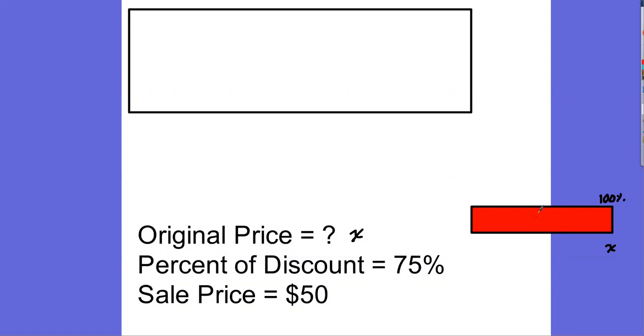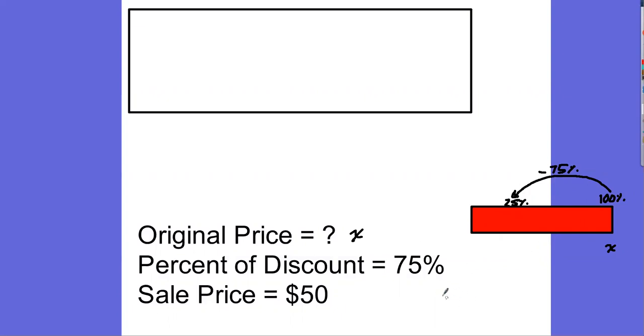I do know that I'm going to discount it by 75%. So basically, I am taking away 75% of the cost of the item. And when I take away that 75%, what I'm left with is 25%.